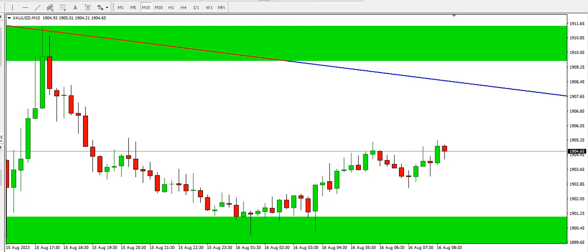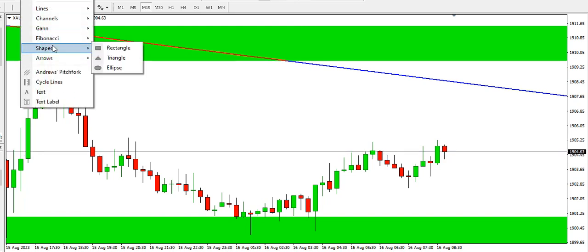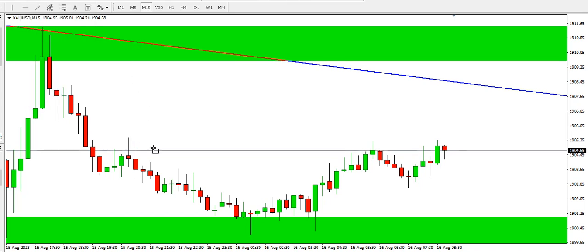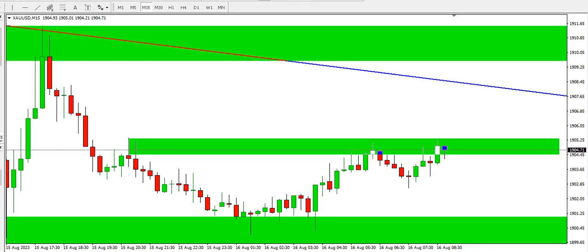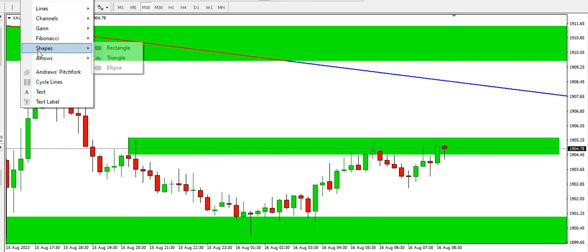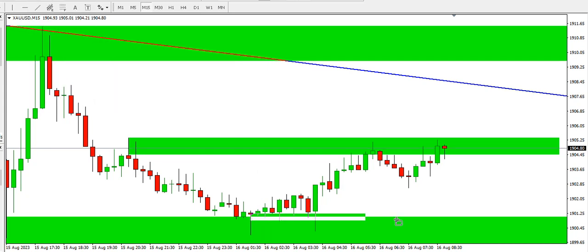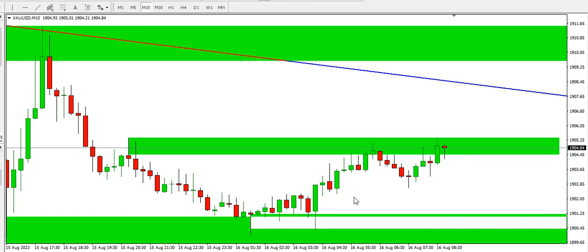On the 15 minutes time frame, price is ranging as well. We have a range within a range. This is range top, and this is range bottom on the 15 minutes time frame. So we expect price to break out of this range.